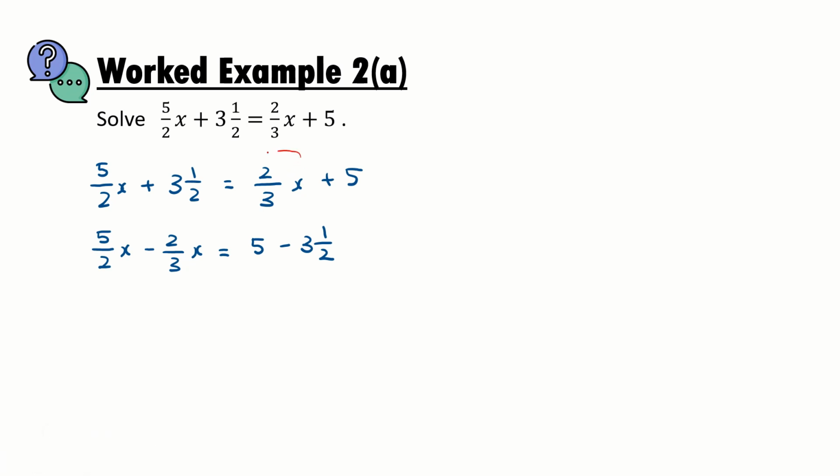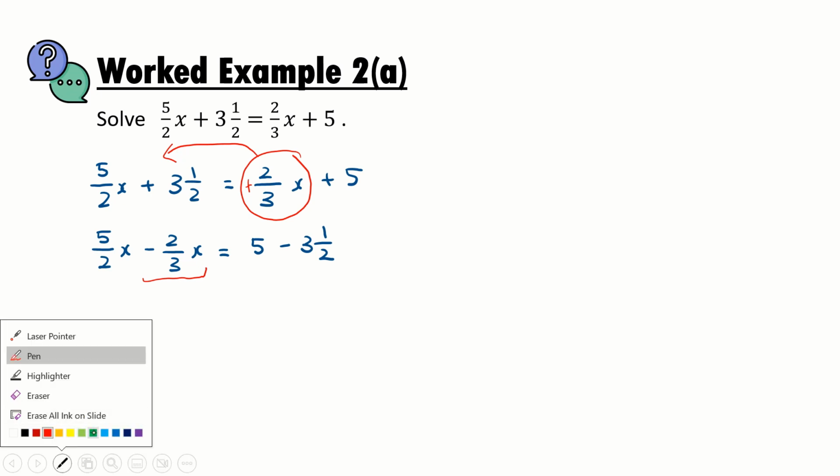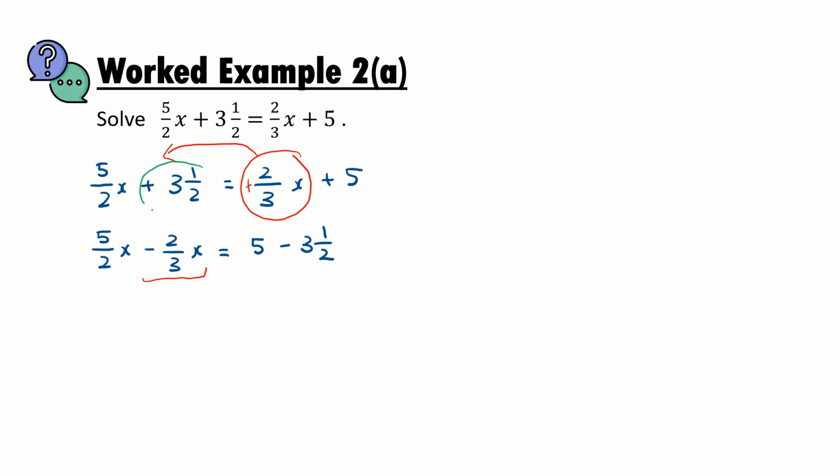So what I've done here, just to reiterate, let me grab a pen. This is a positive 2 over 3x, so I'm bringing it over to the left, hence I'm getting this minus 2 over 3x. And this positive 3.5, I'm bringing across to the right side, hence I have this negative 3.5.